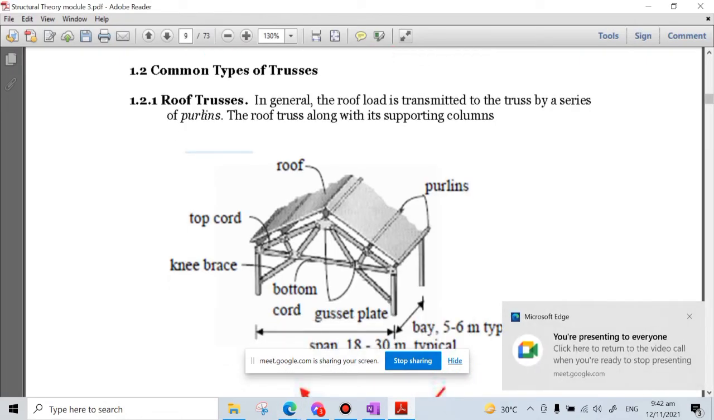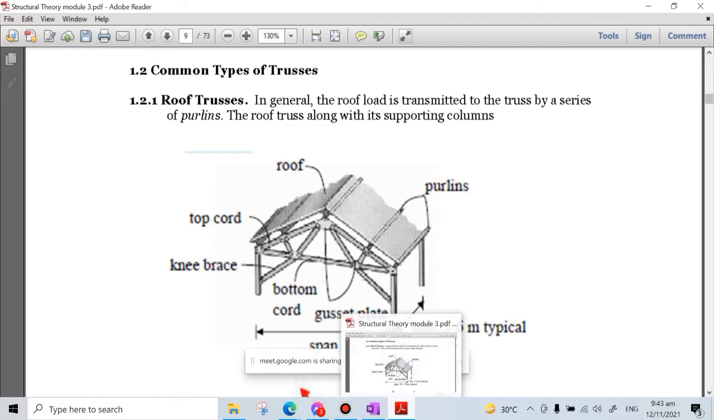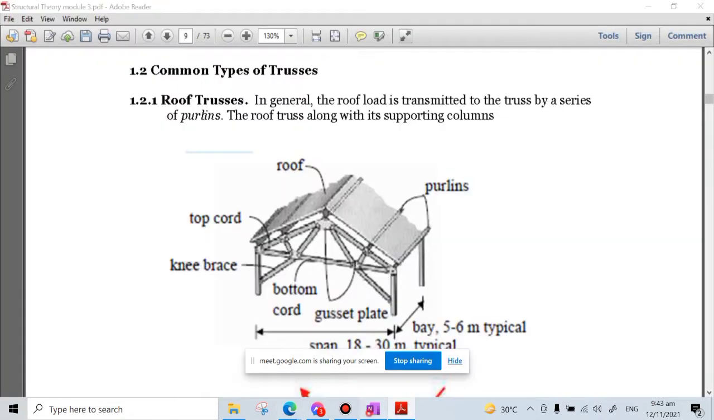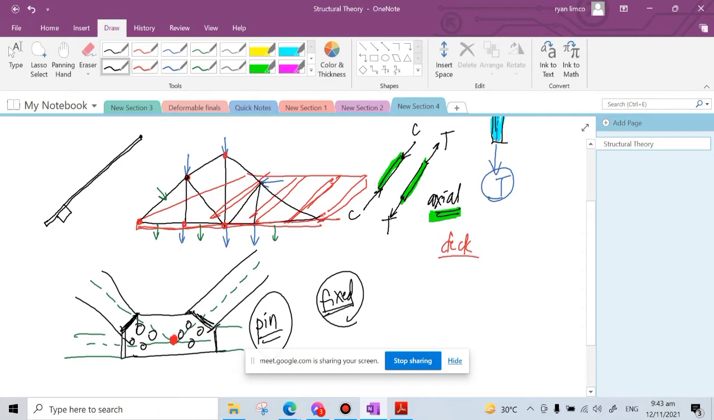In general, the roof load is transmitted to the truss by a series of purlins. The roof truss, along with its supporting columns. No? So, yung loads natin, no? So, if this is the roofing, yung bubong natin, meron tong purlins. Yung purlins yung pinagpapakuan ng bubong. Sila ay itatransmit ngayon doon sa, yung nodes natin will be transmitted to the top cord. Ito yung top cord, yung part na to. This is the top cord. Sila yung magta-transmit dito. And that nodes, in this point here, will be considered as your joints.